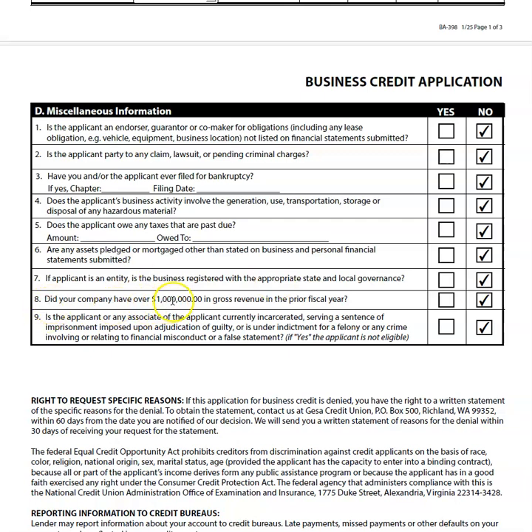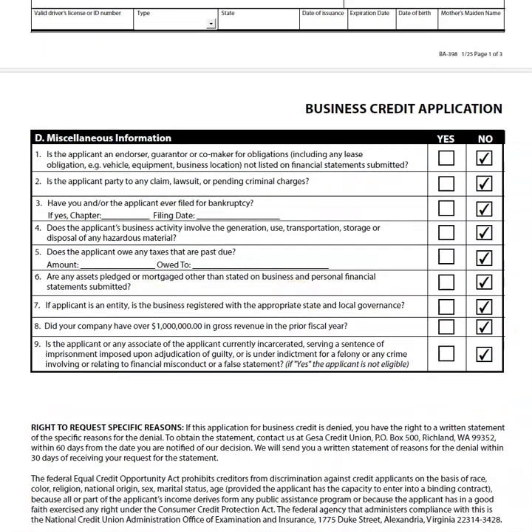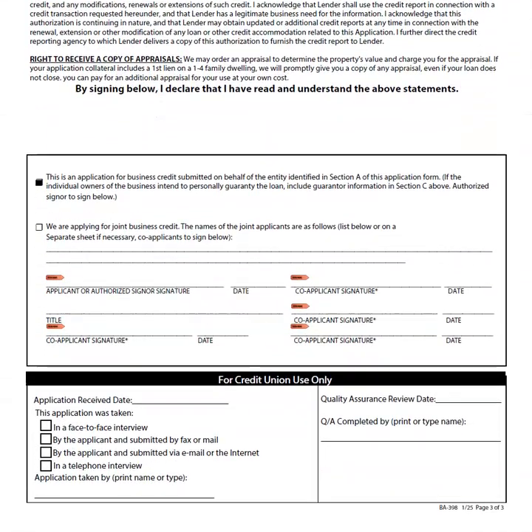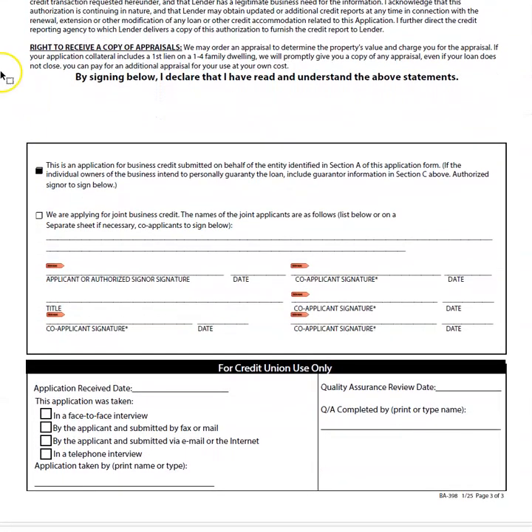Number 8, does your company have over $1 million in gross revenue of the prior fiscal year? This is important for some internal reporting. Answer yes or no. Finally, number 9, is the applicant or an associate of the applicant currently incarcerated serving a sentence of imprisonment imposed upon conviction of guilty or is under indictment for a felony or crime? Yes or no. You're going to read the disclosures that follow. And then you get down to the signature page.